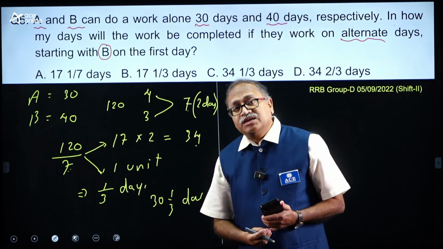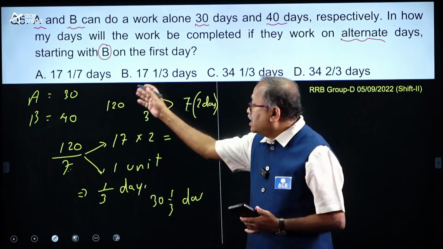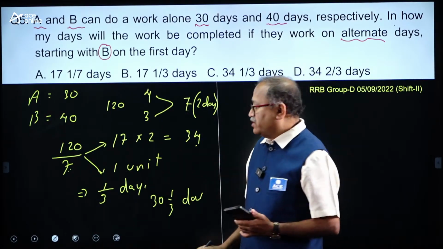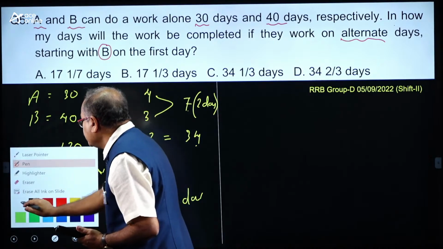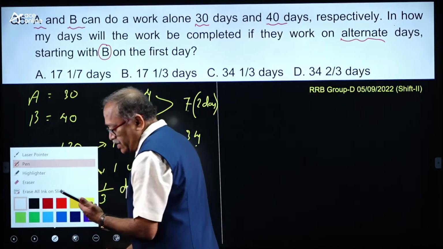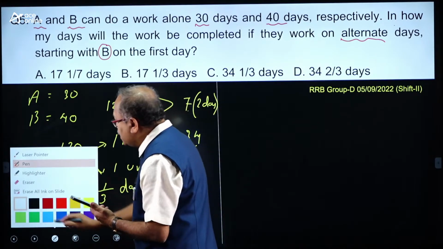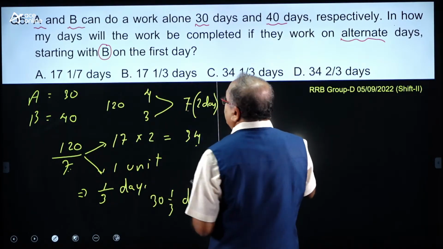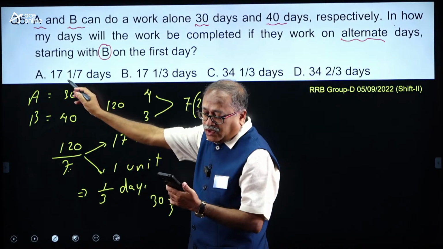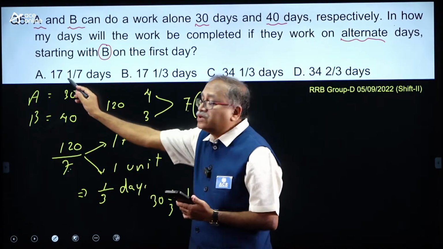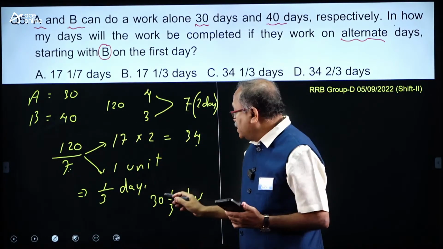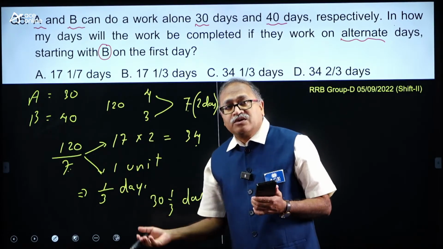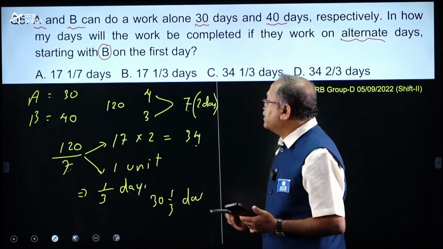But can I make some changes and avoid this LCM, finding out the number of units? Observe this solution. Look at this one. Did anyone answer the question? Option A, that means you are saying 17 1 by 7. No, my dear friend, that is not the answer for this question. The answer is 34 1 by 3, but the method is our competitor's method. We will change our method here.